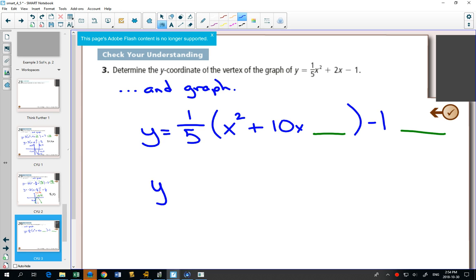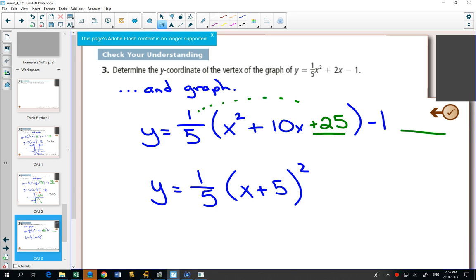Now, if we have that plus 10, what would be in the brackets here? X plus 5. And if there's an x plus 5 there, what number goes in the green space? Plus 25. What have we actually done, though? What's 1/5 times 25? 5. We've added 5, so in the other green space, we have to subtract 5.